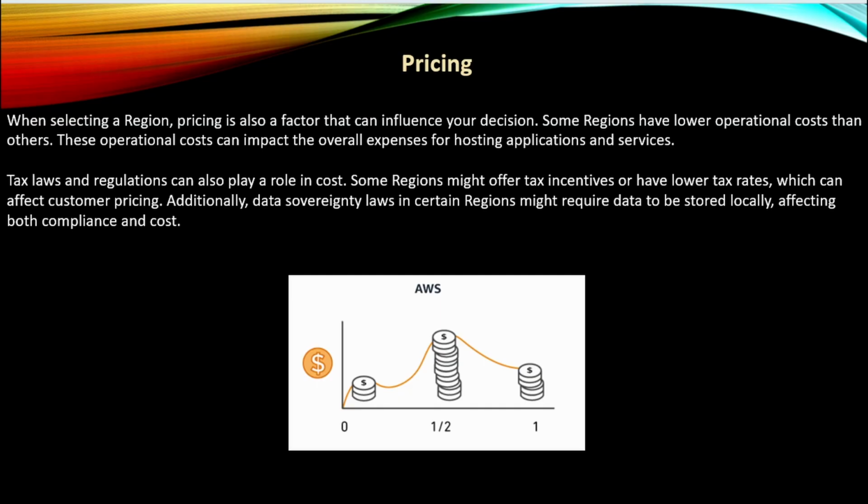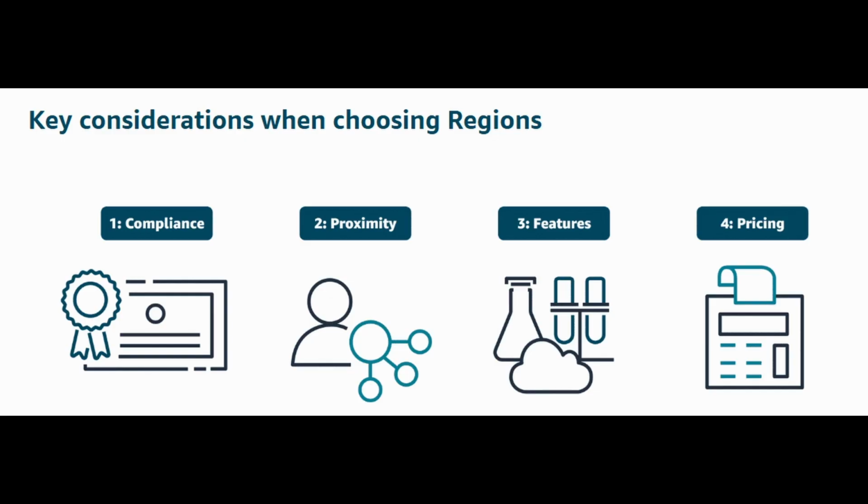To wrap up, you have a lot of options in terms of where to deploy your resources. Keep these 4 key factors in mind when choosing a region, that is compliance, proximity, feature availability, and pricing. At this point, you have seen how user proximity, regulatory compliance, service availability, and even pricing can play a factor in selecting an AWS region.